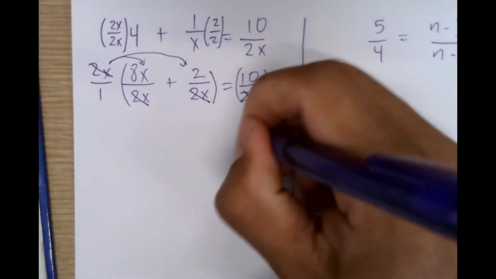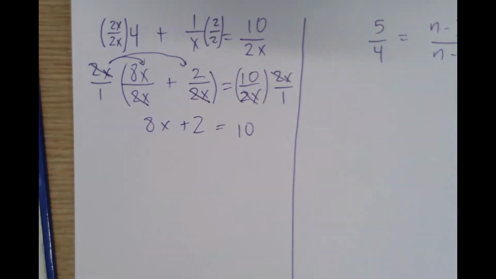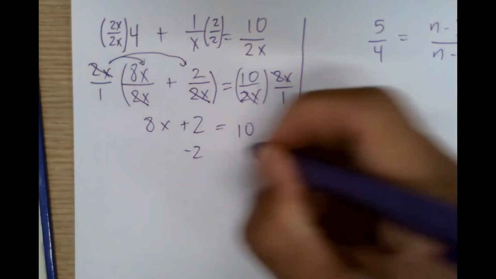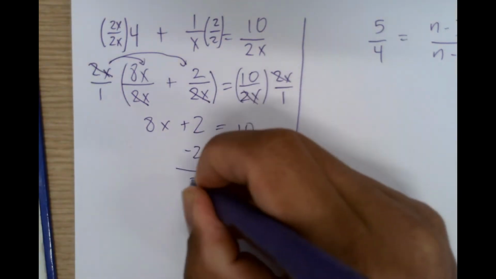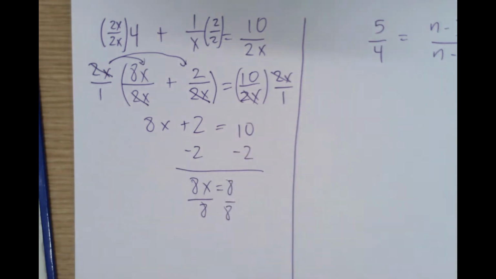So 10 is equal to 8x plus 2, right? And then we just minus 2 on both sides. We get 8x is equal to 8. We divide by 8 on both sides. And then x equals 1. Okay, so at what point do you have a question?